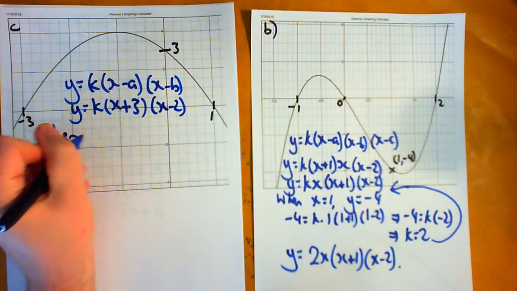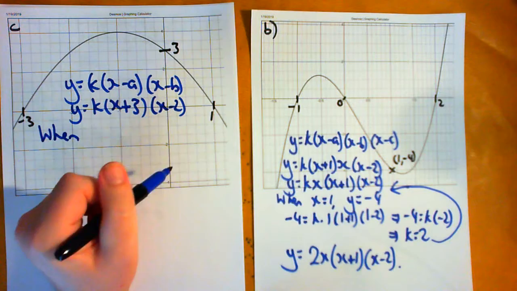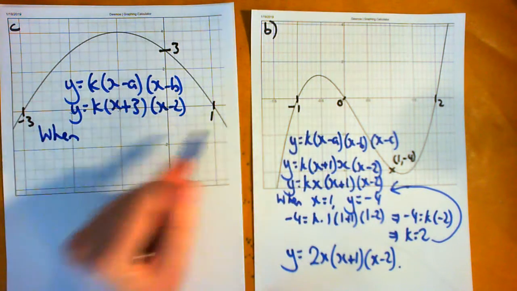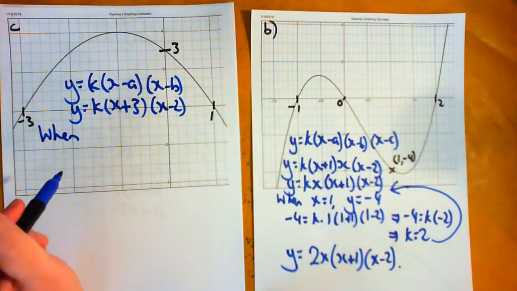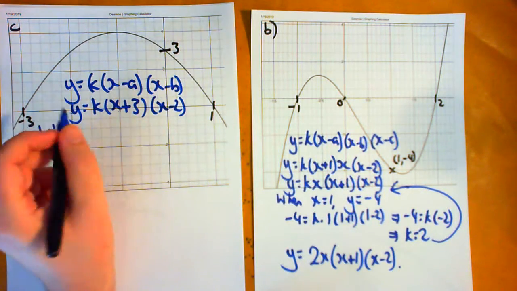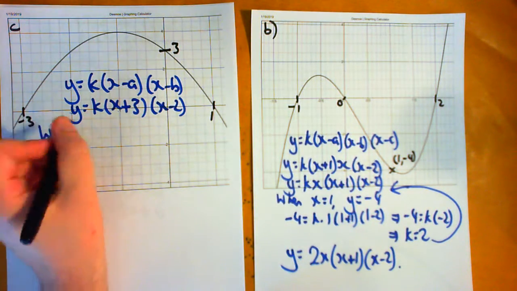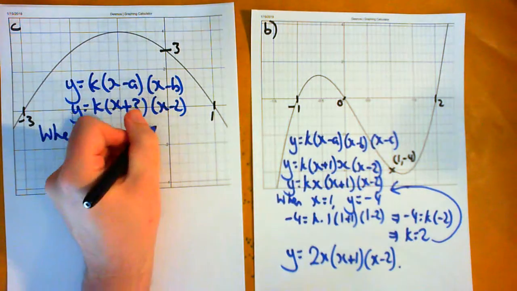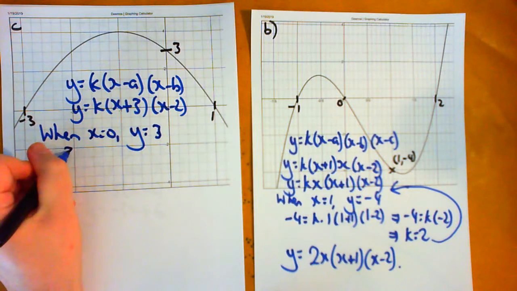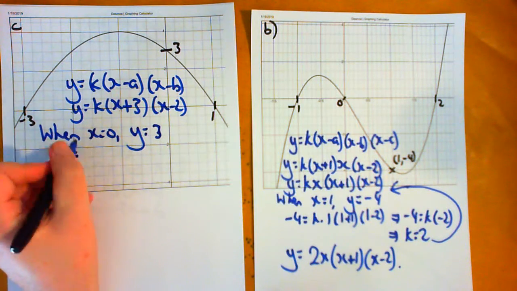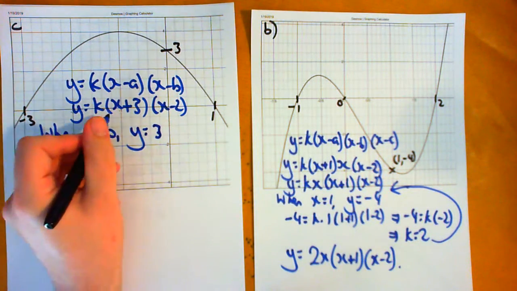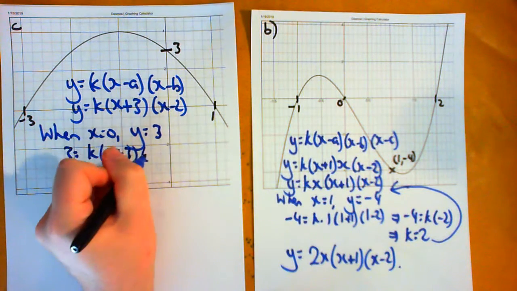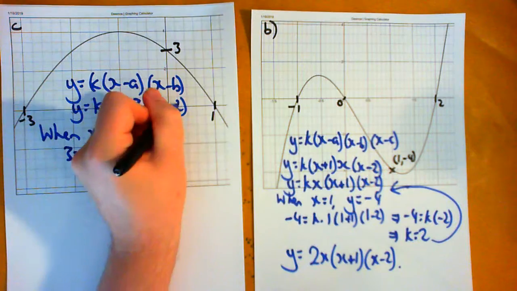Now we know one other point that it goes through, and we can use our y-intercept here. That's fine because we didn't have an x-intercept of 0, so we can use our y-intercept. So when x equals 0, what's y? y equals 3. Okay, so 3 equals k, which we don't know, times that bracket, which is x is 0 plus 3 times 0 minus 2.